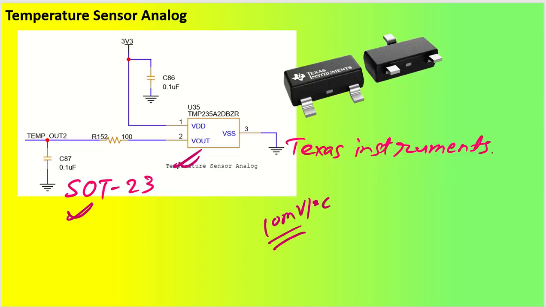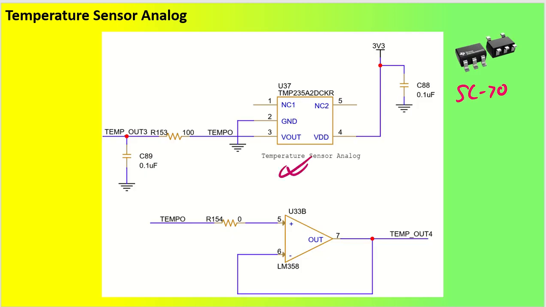Sometimes this particular SOT package is not available abundantly, and in the market you will see the SC70 package. So instead of using this device, you can also use the SC70 package. This is also a device I have utilized, given in this circuit. It has 5 pins, of which 2 are not connected and only 3 pins are used. One is the Vout pin, which as usual gives you 10 millivolt per degree centigrade output, and one ground and one VDD pin, which is supplied by the supply voltage.